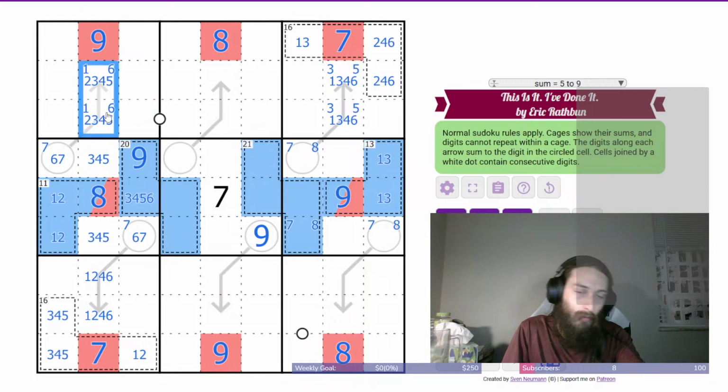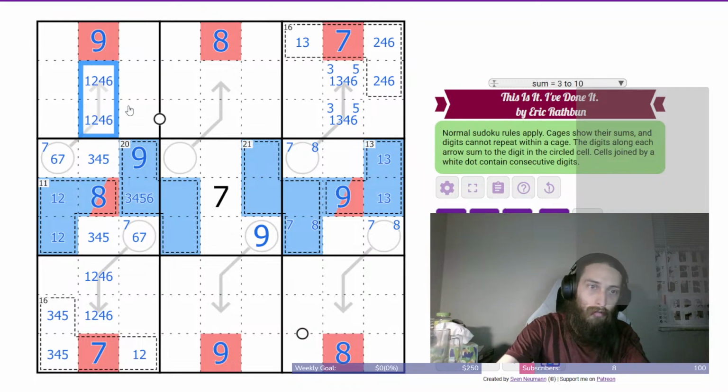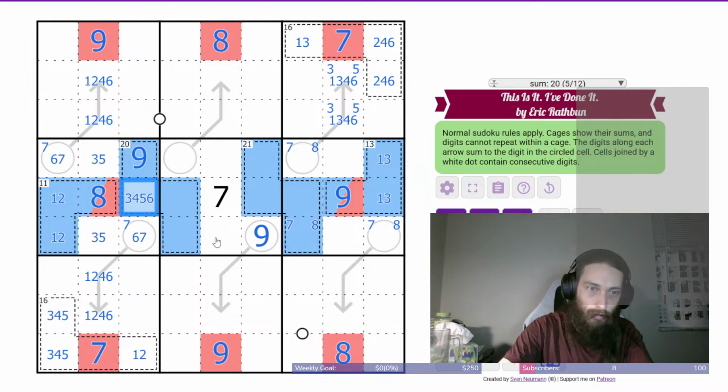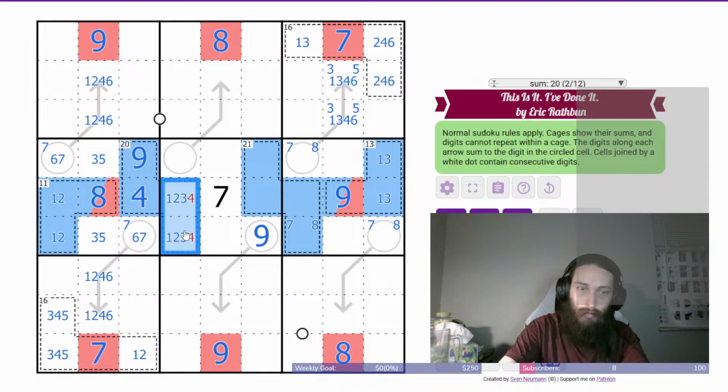We know the 7 is 1, 6, and the 6 can't use a 3, and the 5 would pair with the 1. But again, we've got a 1, 2, 4, 6, so this is a 3, 5 pair. A 3, 5, and 6 is out, so now it's a 4. And that's 13. So this is 7. And 3 and 4 is ruled out.